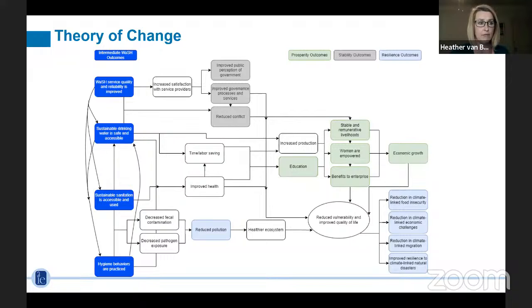So a brief and very generic theory of change that we developed for WASH outcome mapping is shown here. We have our intermediate WASH outcomes in dark blue, and we're looking at how these outcomes may contribute to higher level development goals: prosperity, in green, stability outcomes in gray, and resilience outcomes in light blue.